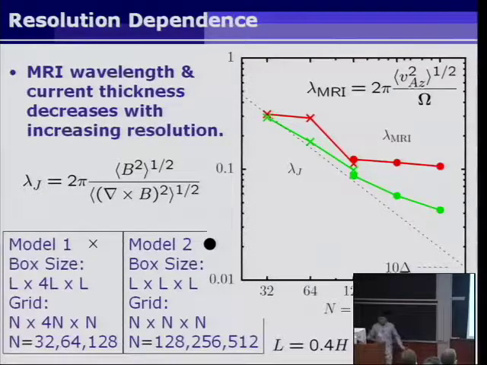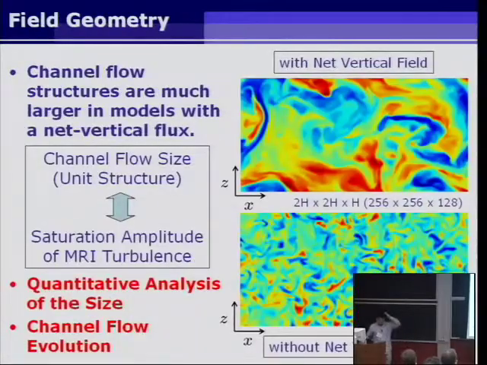So there is resolution dependence, and also there is an initial field geometry dependence. This is a toroidal field distribution in the XZ plane.